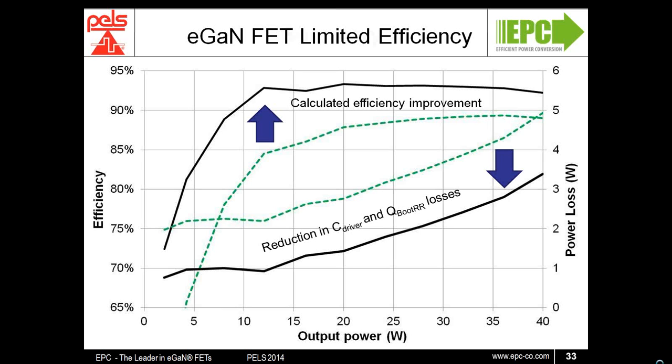So in summary, new devices enable higher switching frequencies. Switching at 42 volts at 40 watts at 10 megahertz is possible at 89% efficiency. However, the driver parasitics limit the actual performance of the device, and light load losses can actually be cut in half, and full load losses can be reduced by 25%.